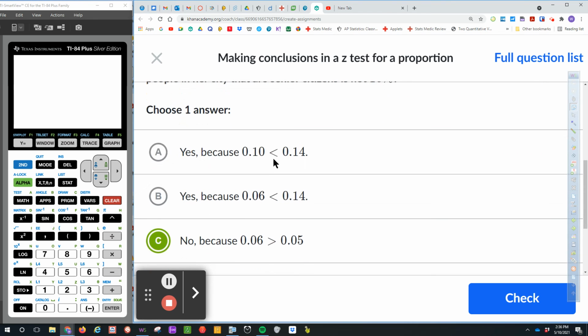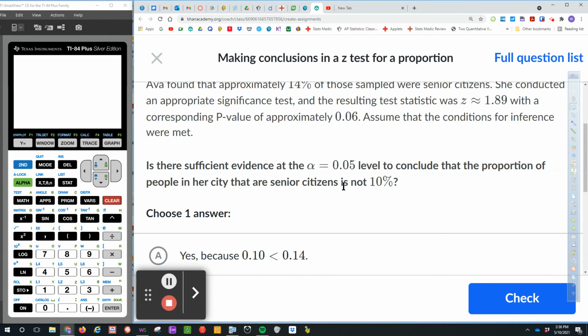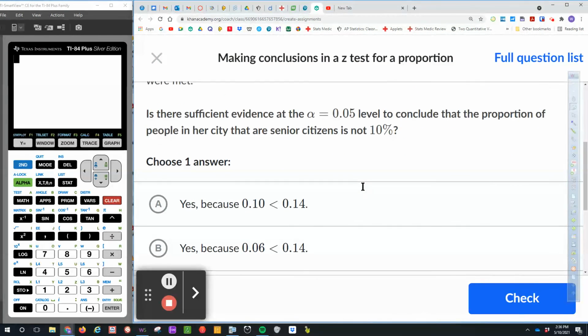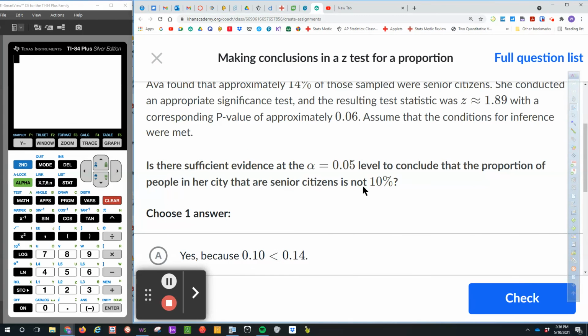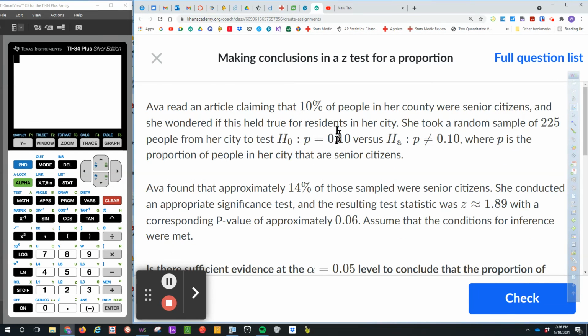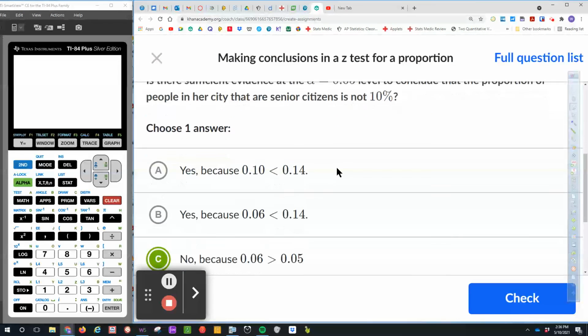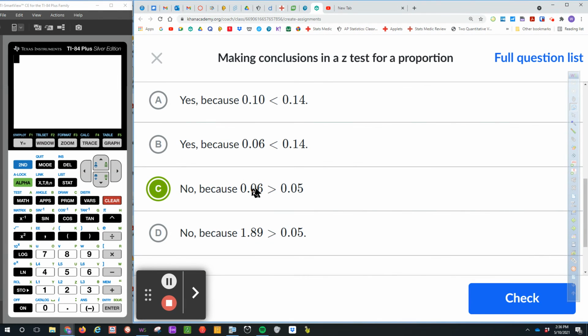Do we have enough evidence to say that it's not? No, we do not have enough evidence to say that it's not, because we did not reject the null, and the null is that p equals 10%, right? And the reason is that the p-value is greater than your significance level.